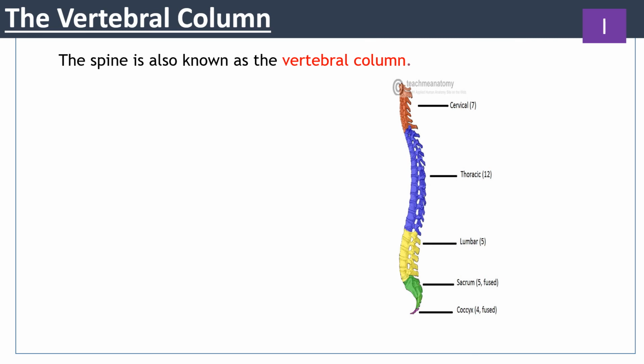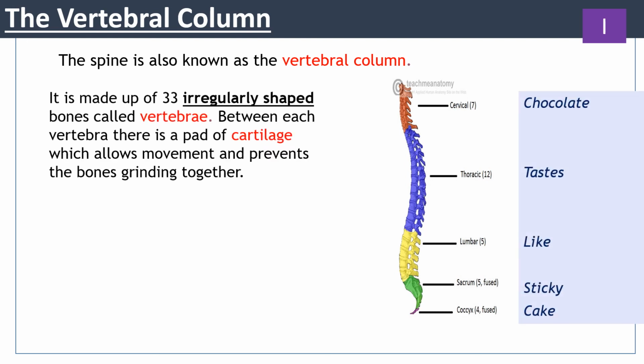Okay, so here we're getting onto the vertebral column, the vertebrae. Spine, you may have called the spine in the past. We're going to call it our vertebral column now. And there's different sections that you can see on the right hand side. So we've got 1, 2, 3, 4, 5 different sections of our vertebral column. So how many bones altogether is it made up of? It's made up of 33 irregularly shaped bones. This is why we call them irregular bones.